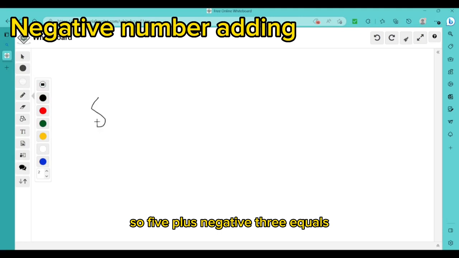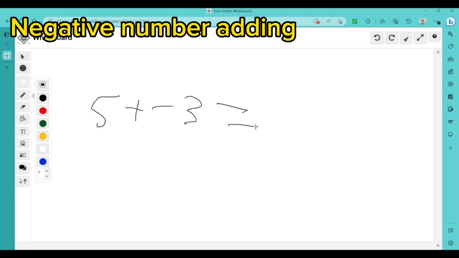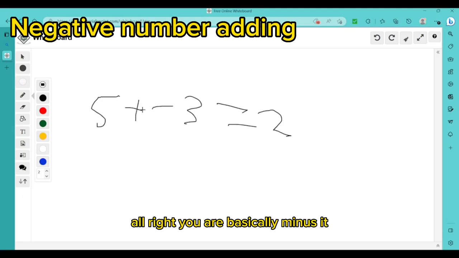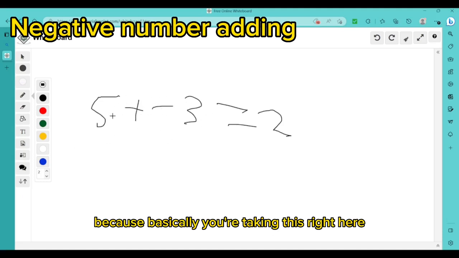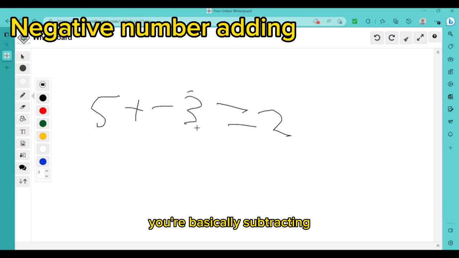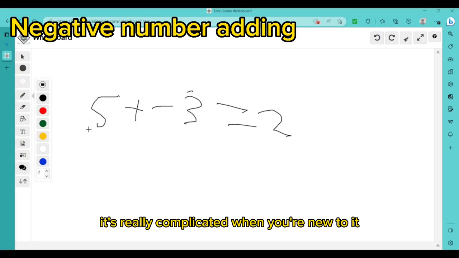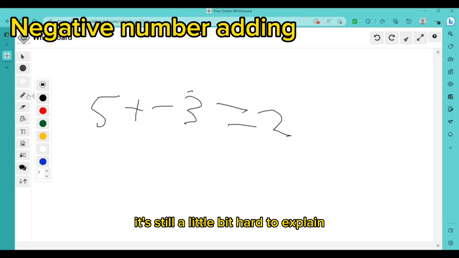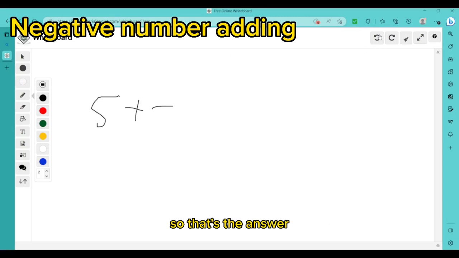So, 5 plus negative 3 equals 2. Because although it looks like you're adding, you're not. You're basically minusing. But it's just plus, because you're taking this negative 3 right here and basically subtracting it. It's really complicated when you're new to it. And even for me, even though I know what I'm doing, it's still a little bit hard to explain. So, that's the answer.